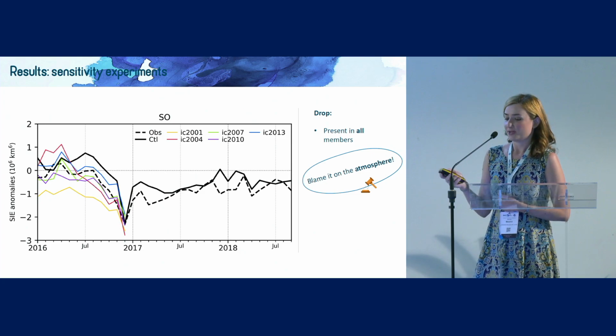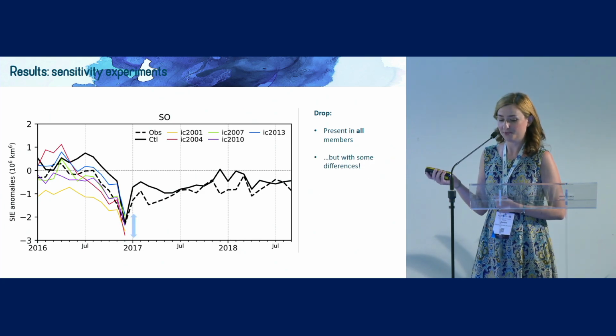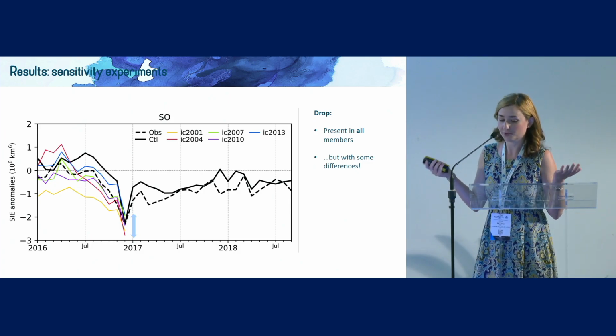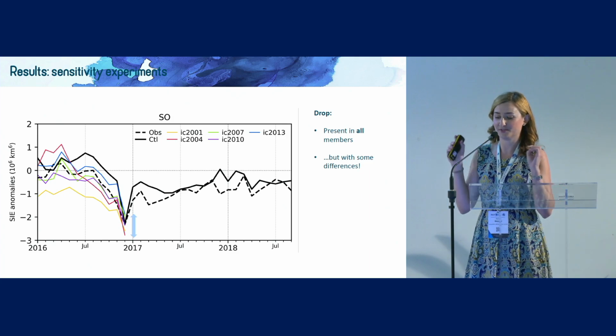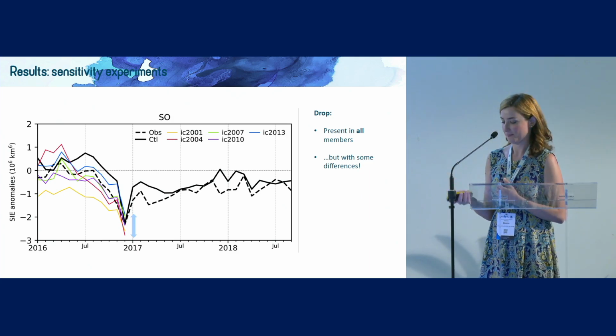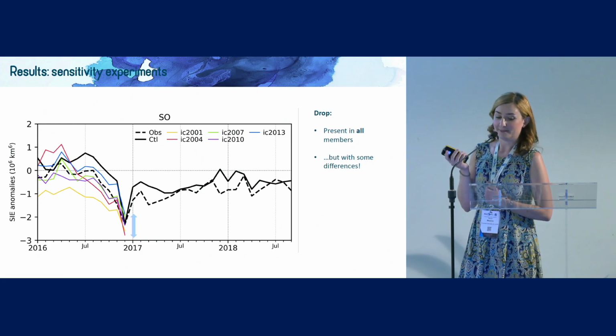But also, I would like to draw attention to the fact that there are some differences in how the drop is captured in terms of amplitude, and also, I don't have the time to show it here, but how the different sectors contribute to the event, so where the anomalies are really located. So this suggests that there might actually be some modulation by the ocean.